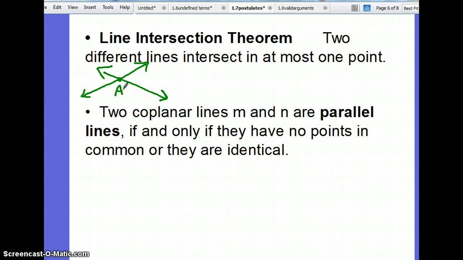They don't have to intersect, of course, because if they don't intersect, remember, what do we call them if they don't intersect? What do we call lines like that? It's the second term here. Parallel.